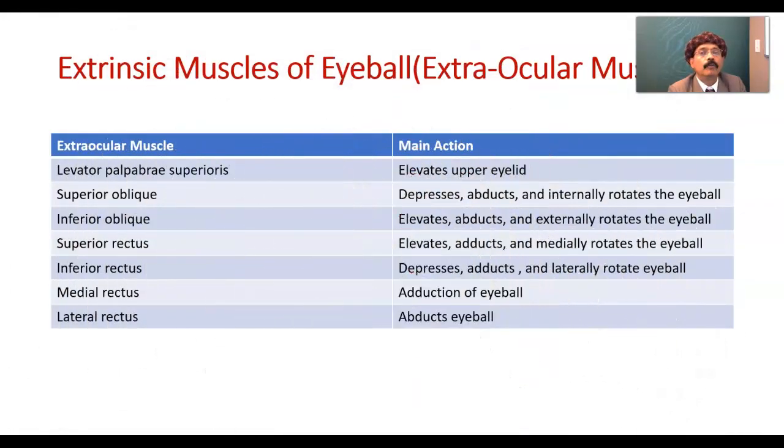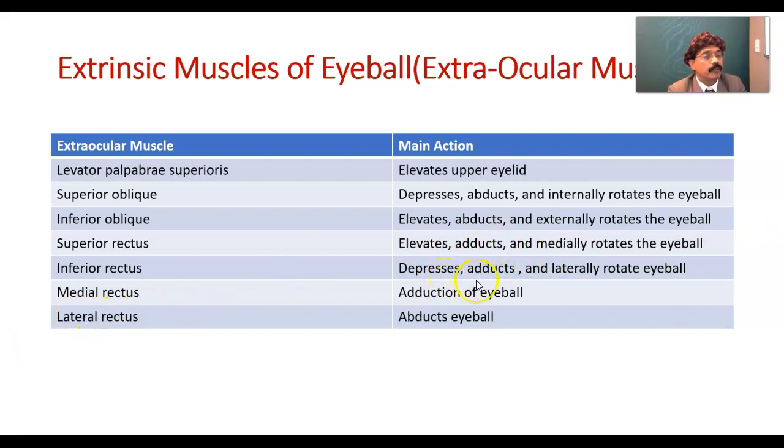Now we'll summarize the extrinsic muscles of the eyeball and their main actions. Levator palpebrae superioris elevates the upper eyelid. The superior oblique muscle depresses, abducts, and internally rotates the eyeball, which means it causes intorsion. Both obliques, the inferior oblique and superior oblique, are abductors. Superior rectus elevates, adducts, and medially rotates the eyeball.